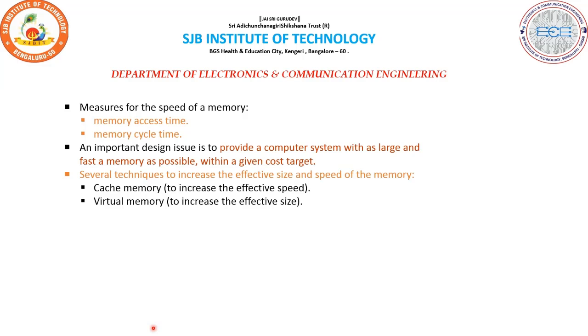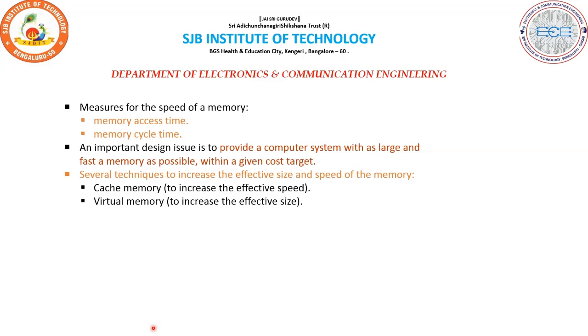Another important measure is the memory cycle time. What is memory cycle time? It is the minimum time delay required between the initiation of two successive memory operations. For example, if we say two successive read operations are indicated by the processor to the memory, one read operation should be completed, and another read operation should be initiated and completed. That is the memory cycle time. The cycle time is usually slightly longer than the access time, depending on the implementation and the details of the memory unit.